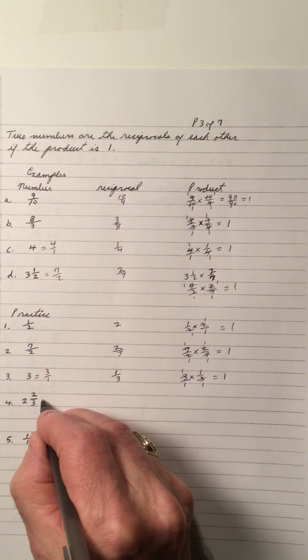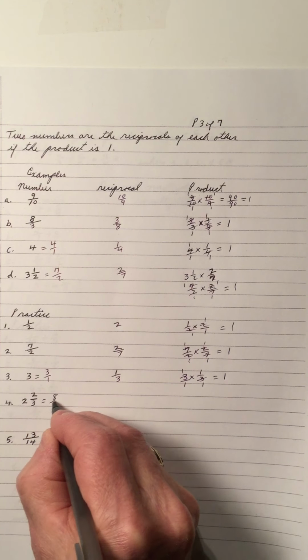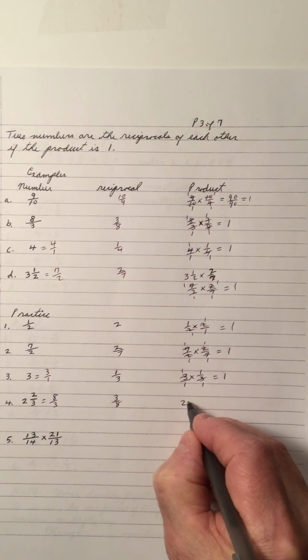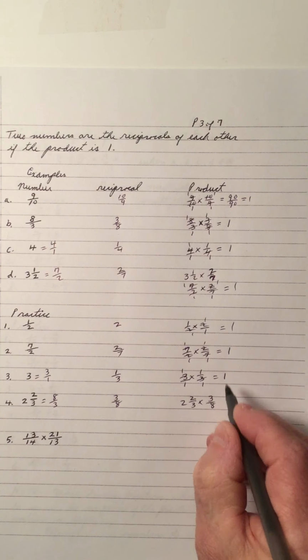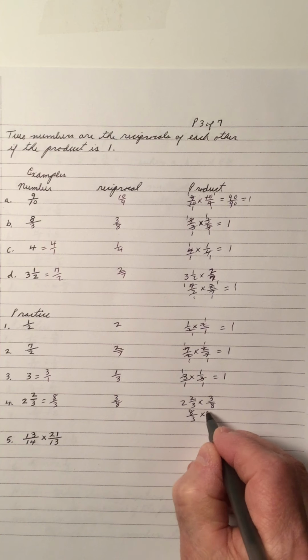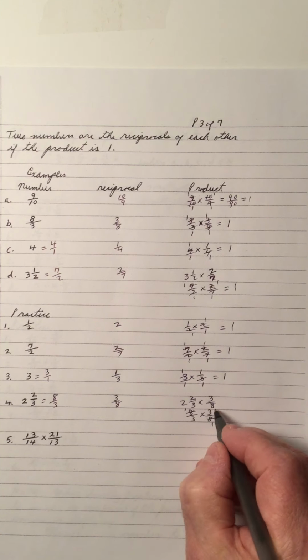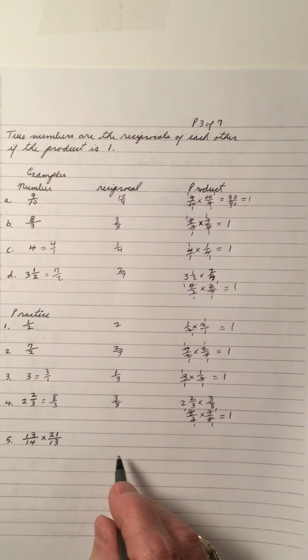2 and 2/3 is 2 times 3 is 6, plus 2 is 8 over 3. Reciprocal is 3 over 8. So 2 and 2/3 times 3 over 8. Let's check. 2 and 2/3 is 8 over 3 times 3 over 8. The 8's cancel, 1 and 1. The 3's cancel, 1 and 1. So I get a 1.